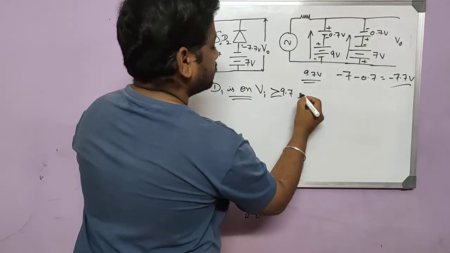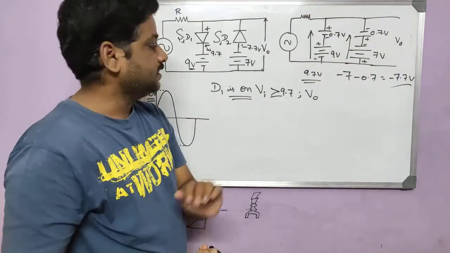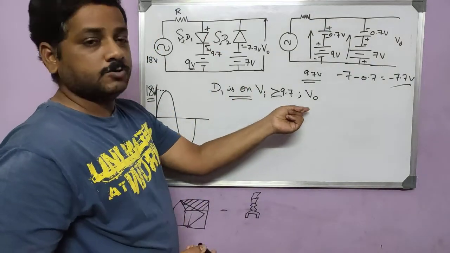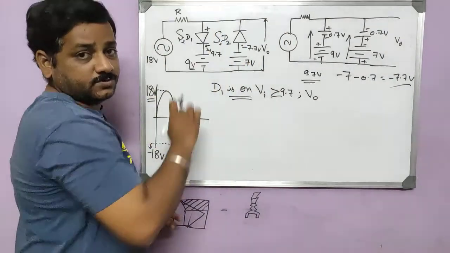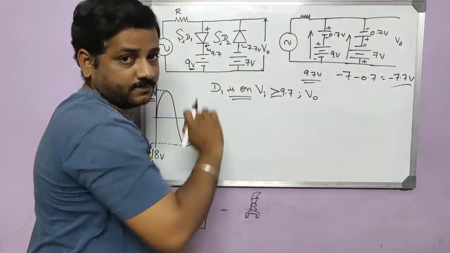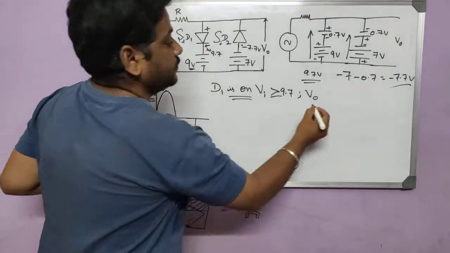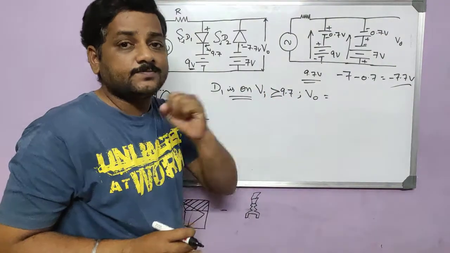So what would be the output? Now we need to write the output for this condition. If it is on, what would be the output? Here you can't write the output by just looking at this diode's position, because we have another diode in this circuit. You need to see whether that diode is on or off. So for that, if I give an input greater than 9.7, that means a positive value.